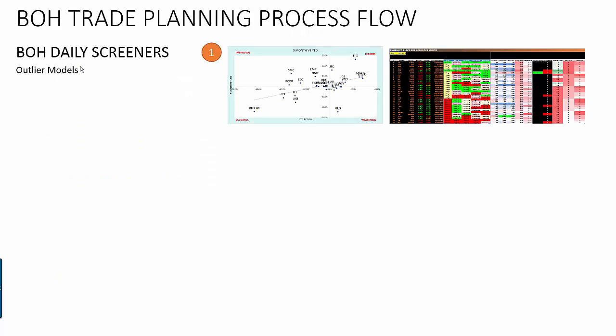But basically, when you're trying to put things together, when you're using yung BOHSEM nga, may trade planning process flow tayo.